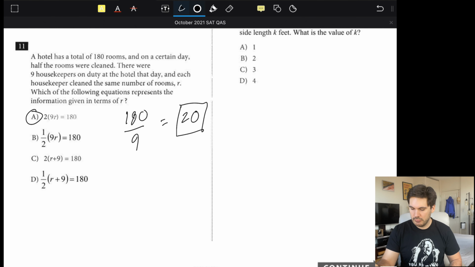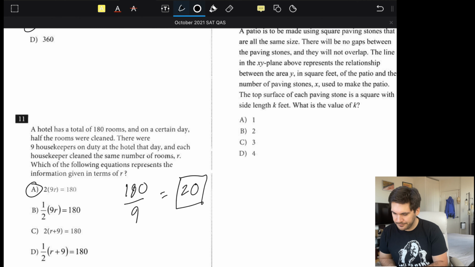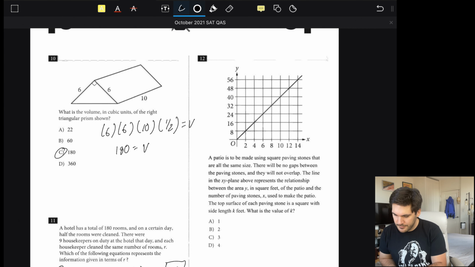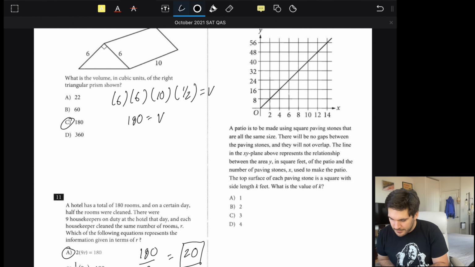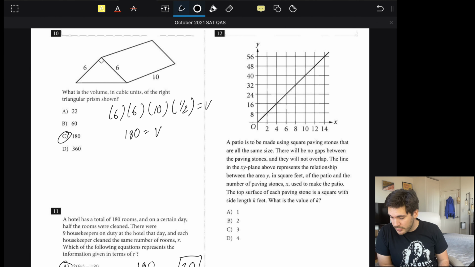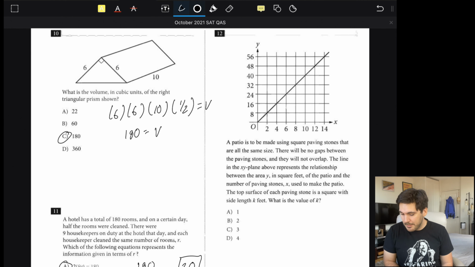Cool. Number 12. A patio is made using square paving stones that are all the same size. There will be no gaps between the paving stones and they will not overlap. The line in the XY plane above represents the relationship between the area y, in square feet, of the patio and the number of paving stones used to make the patio. The top surface of each paving stone is square with a side length of k feet. What is the value of k?